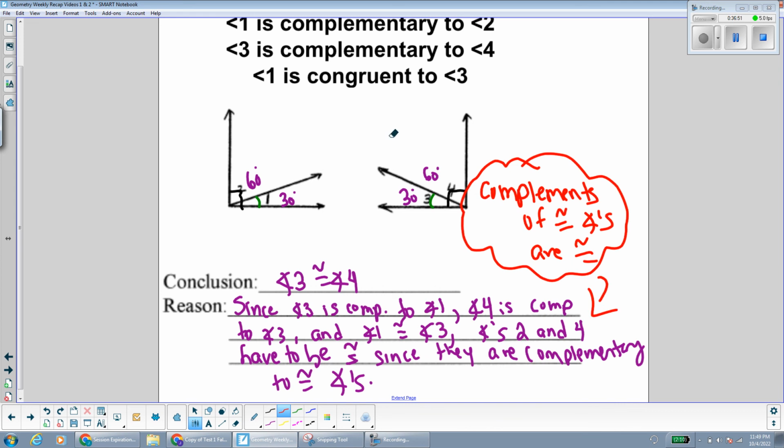So once again, angle 2 and angle 4 are complements of congruent angles 1 and 3. So that means they have to be congruent to each other. So instead of writing out this whole thing, we can write complements of congruent angles are congruent. The second way that we can justify this conclusion is through the subtraction postulate, but I'm not going to talk about that now because I don't want it to get confusing. The purpose of this slide and the previous one was to talk about this new theorem. Complements of congruent angles are congruent.